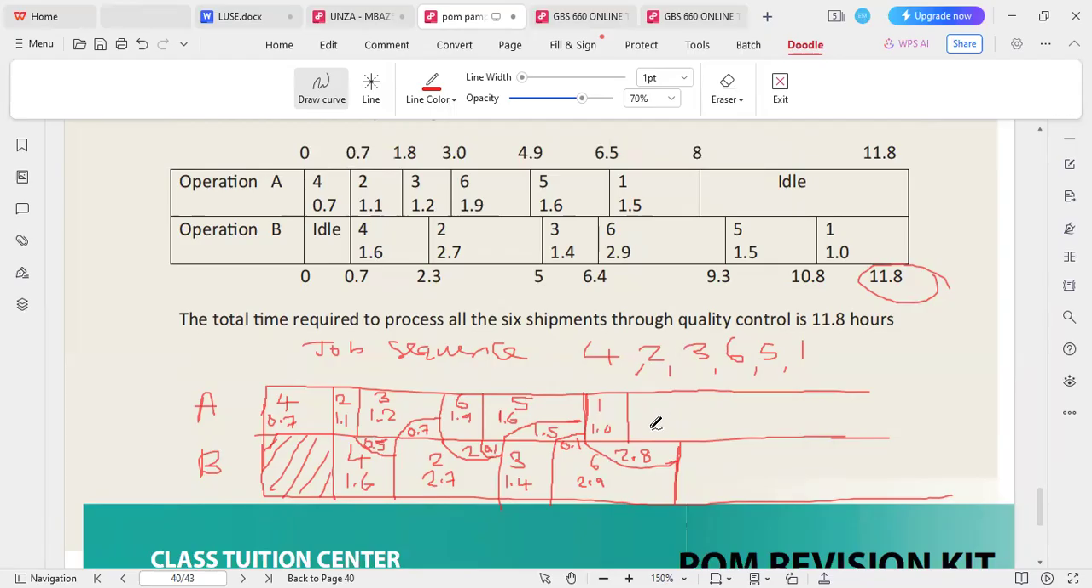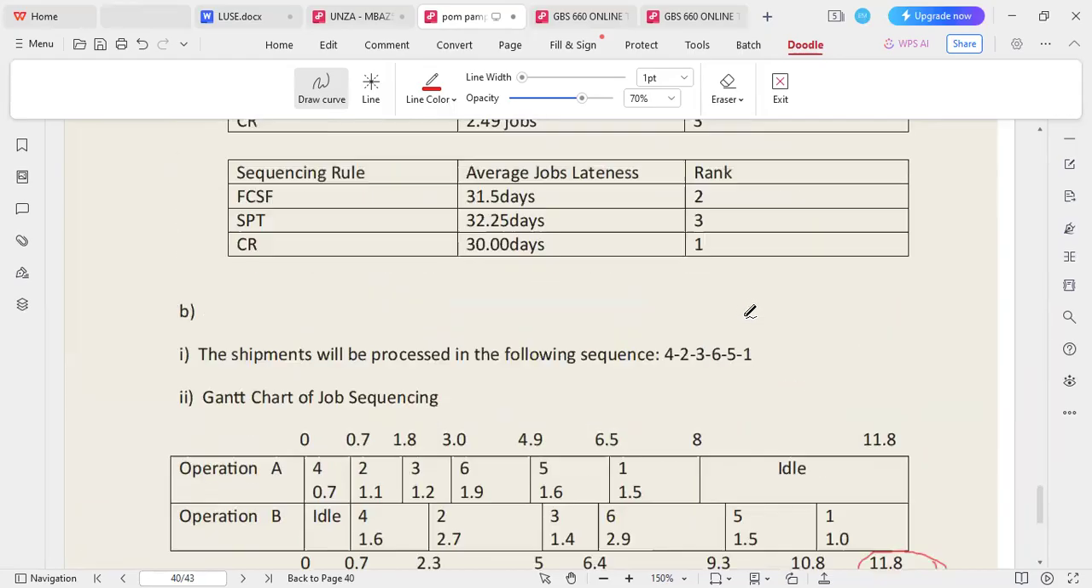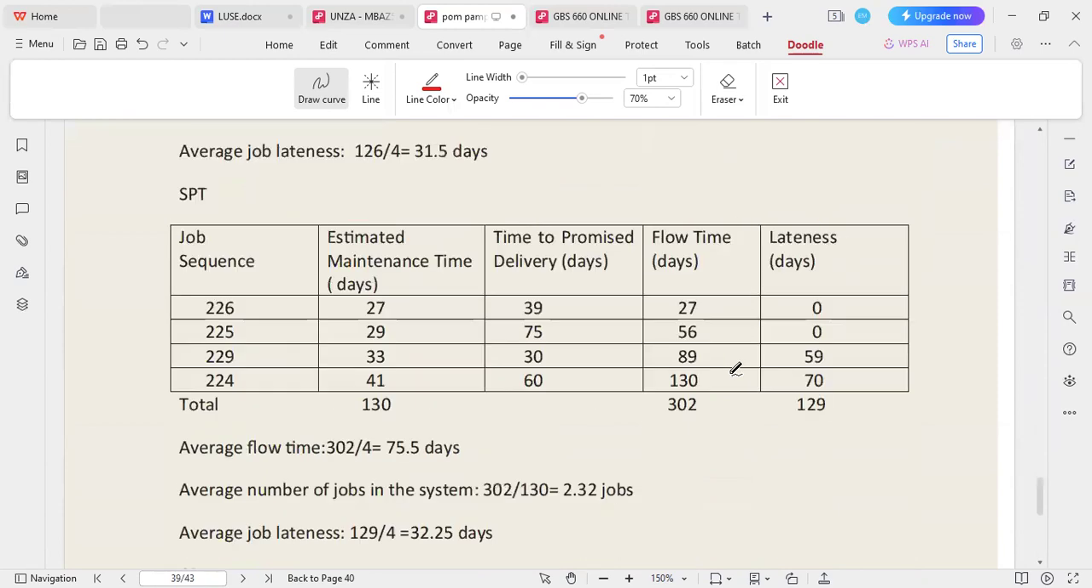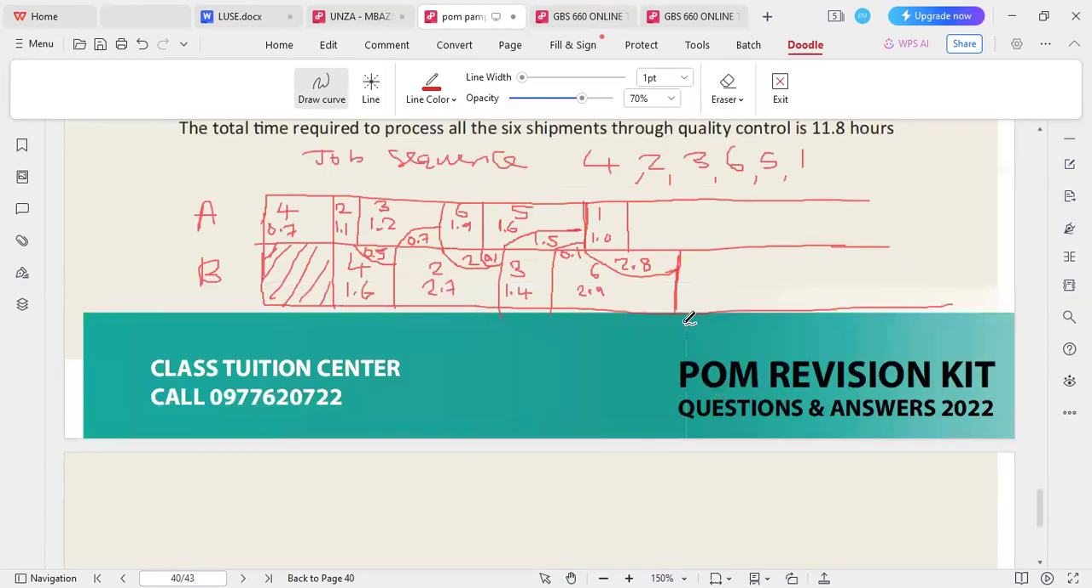So meaning that 2.8. So this one, job 1 is taking 1.5 hours in operation A, meaning that by the time they're finishing completing job 6, here we have the excess time of 2.8 minus 1.5. 2.8 minus 1.5 is 1.3. So job 6 completion time is taking 1.3 hours longer.